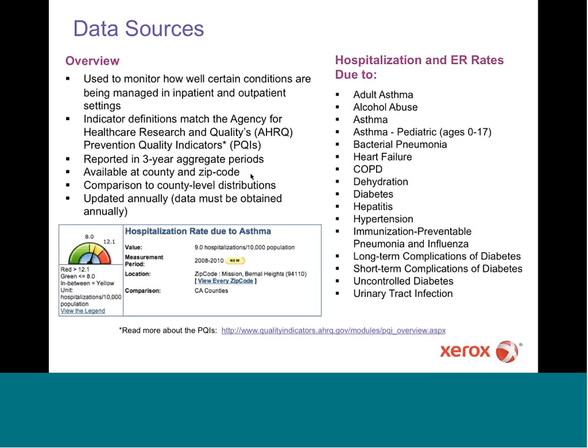So in addition to the core set of indicators, P2 purchased an add-on of hospitalization and ER data, which adds an additional 32 indicators to this platform. The hospitalization and ER indicators are based on the Agency for Healthcare Research and Quality's PQIs, Prevention Quality Indicators, which are a set of definitions for preventable causes of admission.